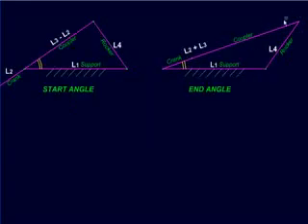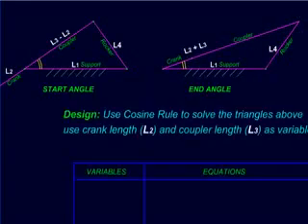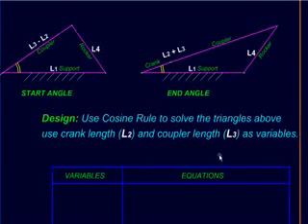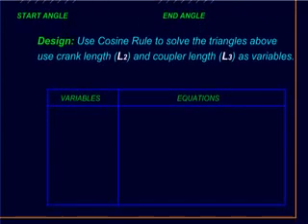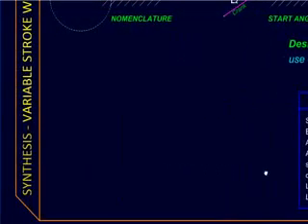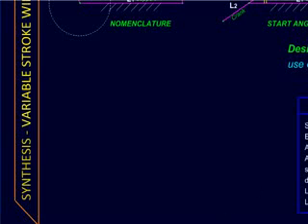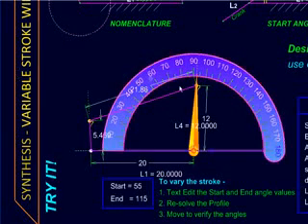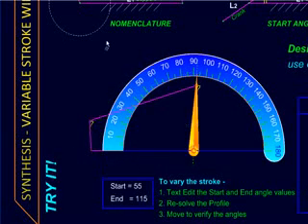Then to these two triangles we can apply the simple cosine rule so that the relation between these angles, start and end angles, and the link lengths can be established. So these are some of the equations and variables involved here. These are just simple expressions coming from the cosine rule. And finally here we have our design, the windshield wiper whose stroke can be varied.